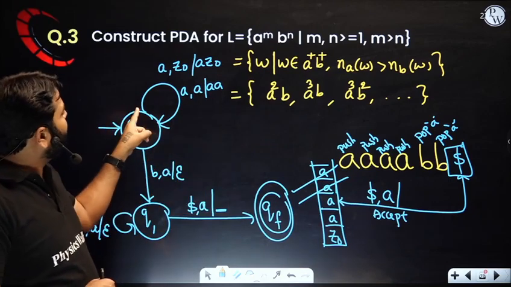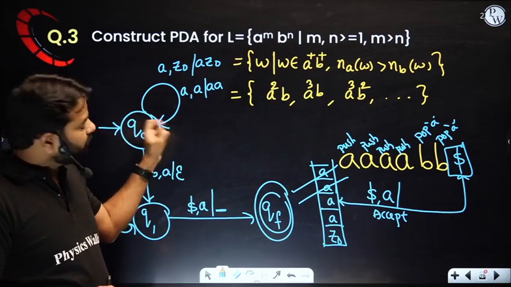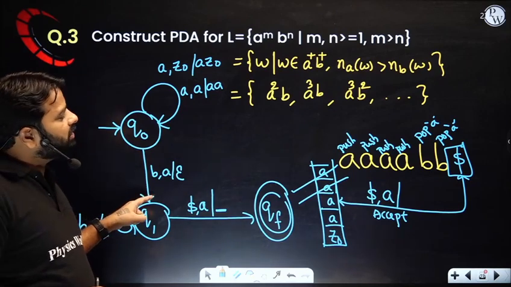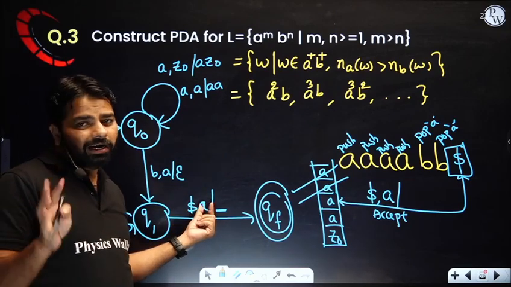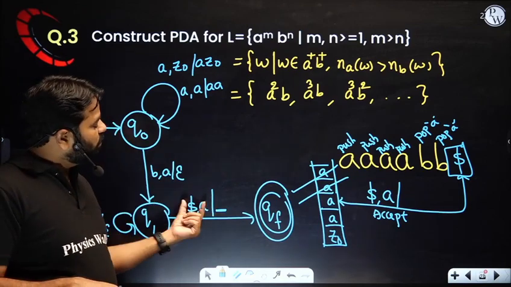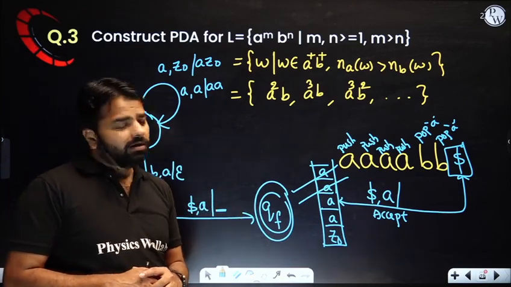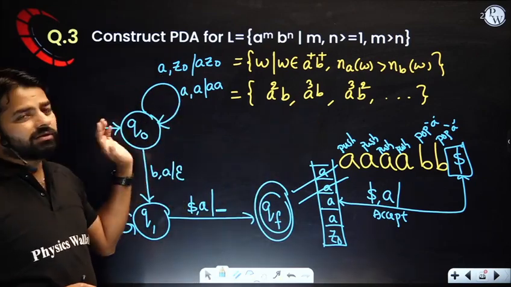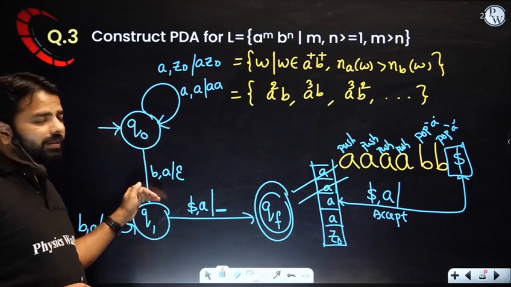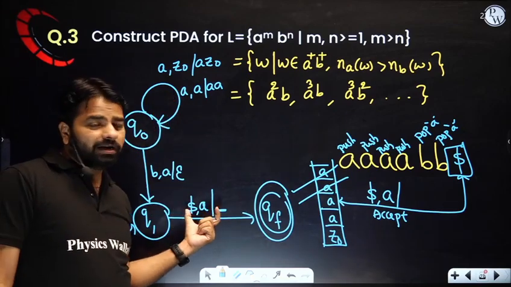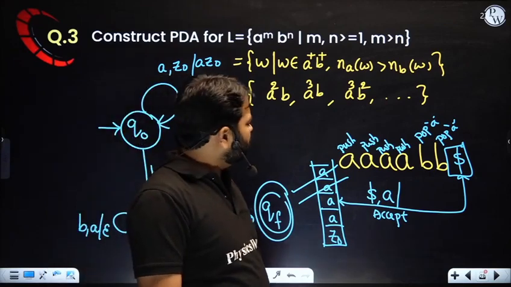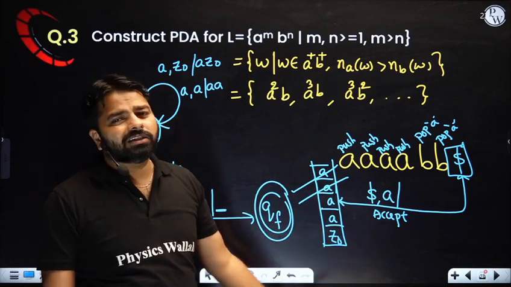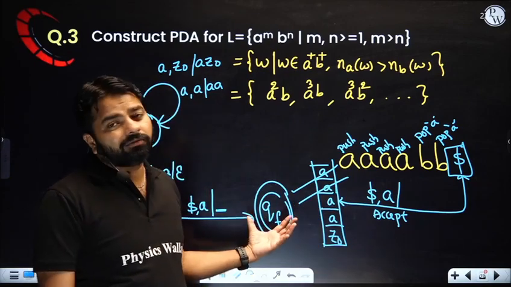So take this string first, A A B. Two A's you push. First A, second A. And B you pop one A, and next when the dollar comes, one A is already left because only one B came so far. So one A is left on the stack, you will definitely go to the final. Now take 3 A's, 1 B. 3 A's you push, 1 B you pop, and 2 A's are left on the stack, so dollar comma A definitely happens, you go to the final. And you may ask, sir, some symbols are left on the stack. This mechanism is final state acceptance. I don't care what is left on the stack. I care only whether I halt at final, okay?